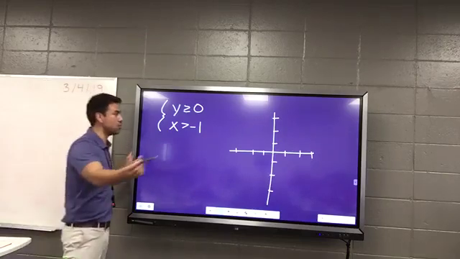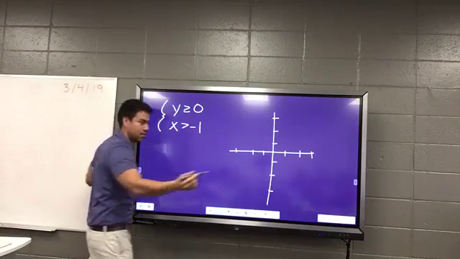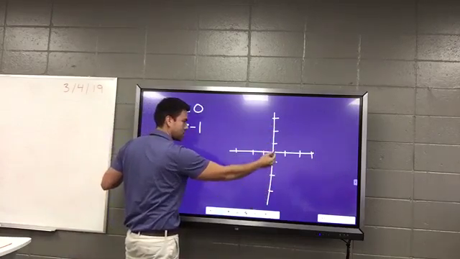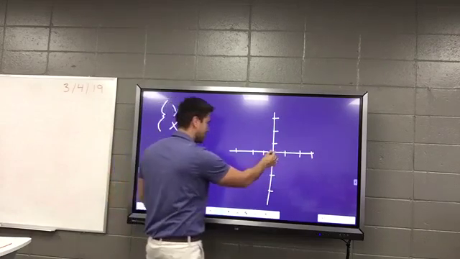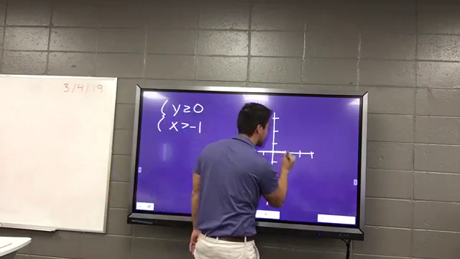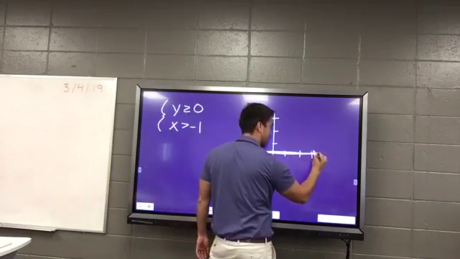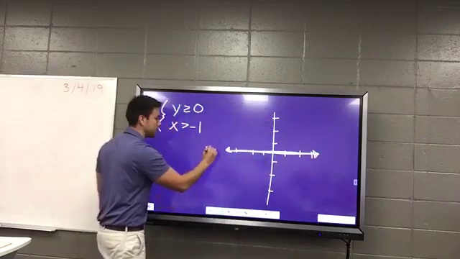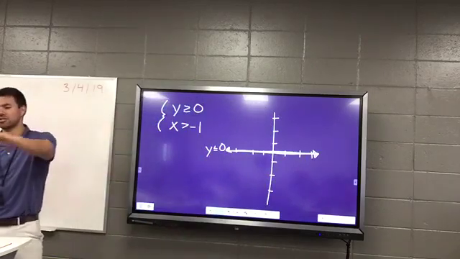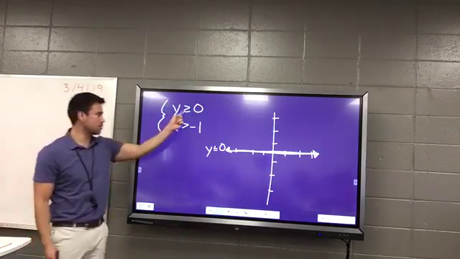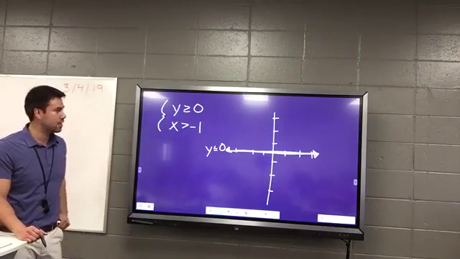This is what you're going to do. Where does y equal 0? It's right there. In this case, it is a horizontal line, and it's on the x-axis, or it is the x-axis. That's the horizontal line for y is greater than or equal to 0. What kind of line is it also, solid or dashed? Solid, because it says equal to.